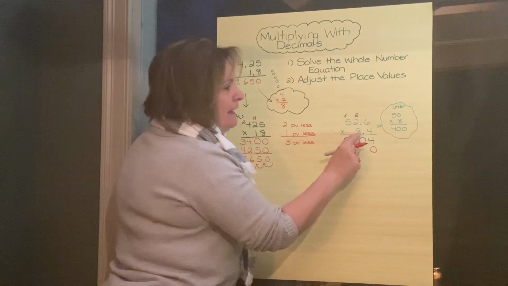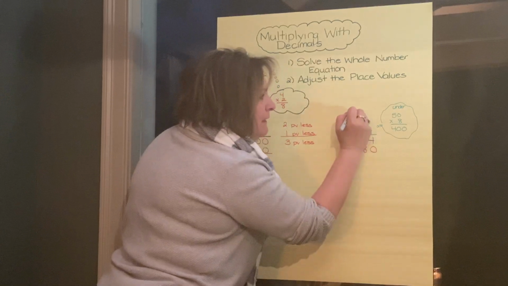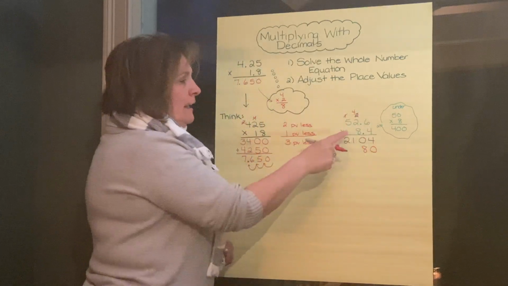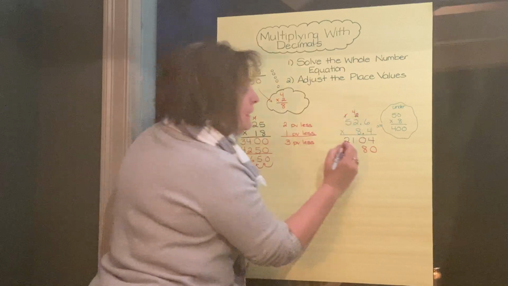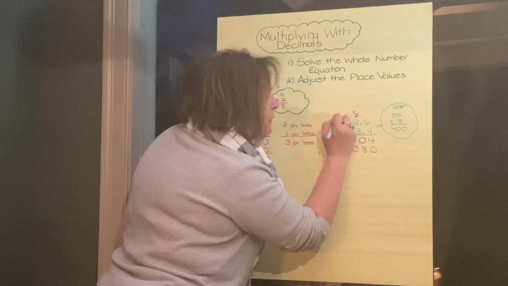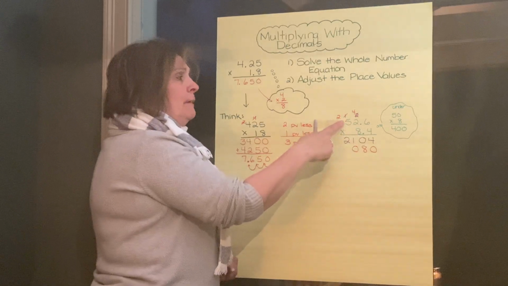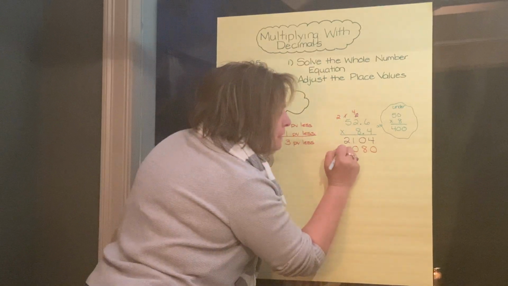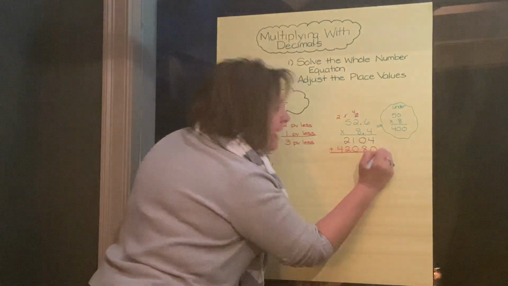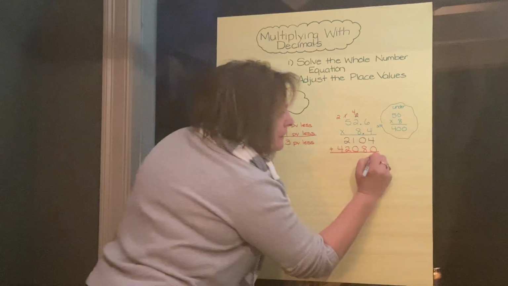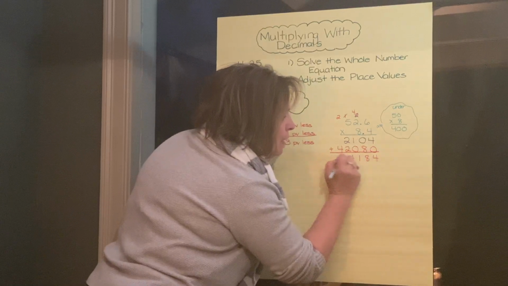Then we say 8 times 6 is 48. We put down the 8, carry the 4. 8 times 2 is 16, plus 4 more is 20. I put down the 0, carry the 2. 8 times 5 is 40, plus 2 more is 42. Now I have my two partial products, and I add them together. This would be 4, 8, 1, 4, 4.